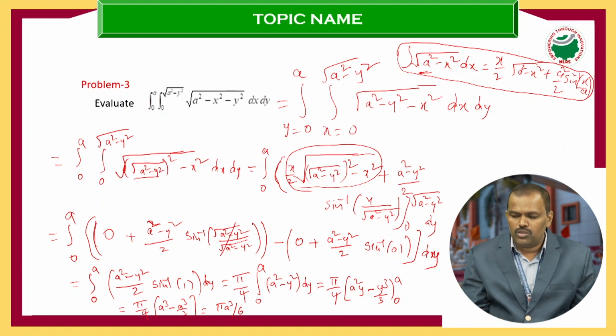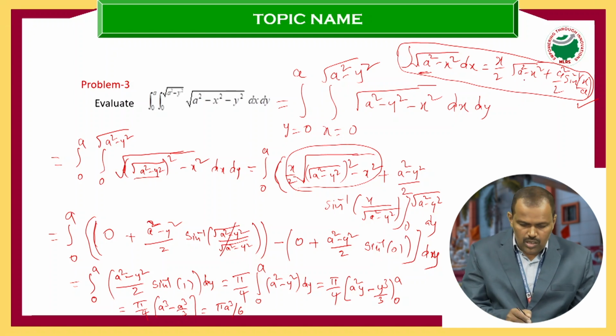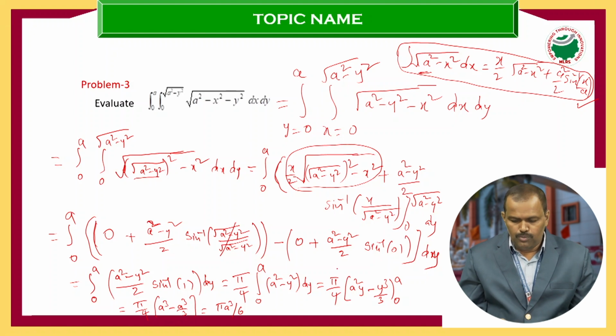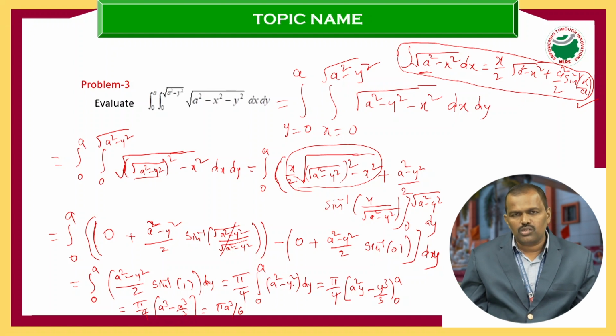In this problem, an important formula is involved, square root of a square minus x square dx. So using this formula, I solved this one. First I did with respect to x using this formula, and I applied the limits. Finally I got (a square minus y square) by 2 into sin inverse of 1 plus (a square minus y square) into sin inverse of 0. Everybody knows sin inverse of 0 is 0, sin inverse of 1 is 90. So (a square minus y square) by 2 into 90, pi by 2. Pi by 2 into 2, pi by 4. So that is 0 to a, (a square minus y square) dy.